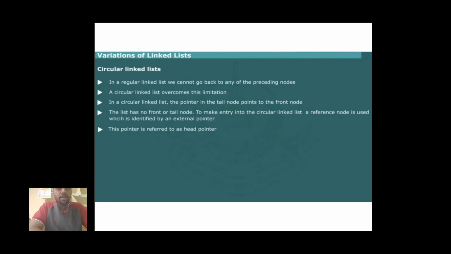Circular linked list. In a regular linked list, we cannot go back to any of the preceding nodes. A circular linked list overcomes this limitation. In a circular linked list, the pointer in the tail node points to the front node. The list has no front or tail nodes. To make entry into the circular linked list, a reference node is used, which is identified by the external pointer. This pointer is referred to as the head pointer.